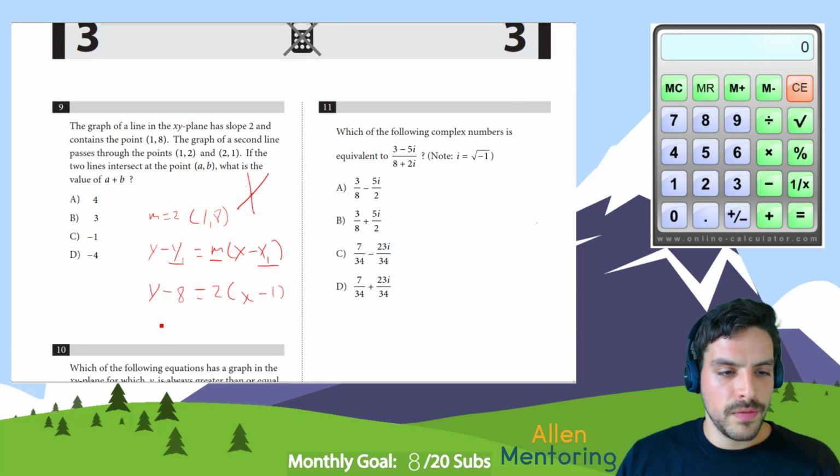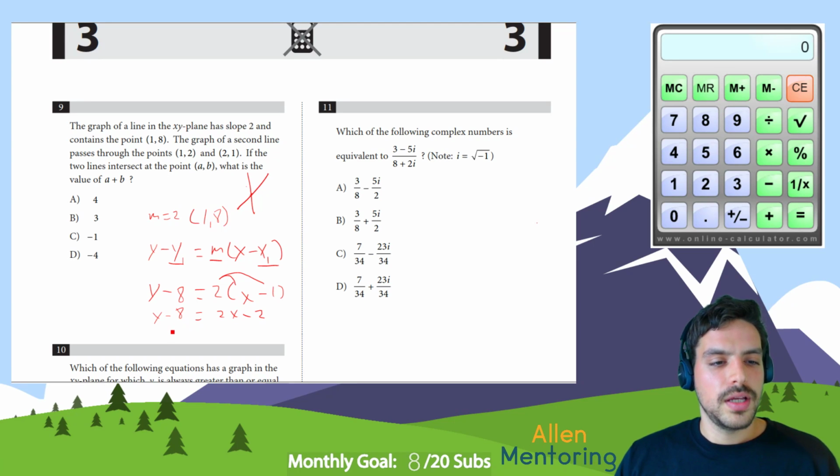All right, and if we solve this, we get y minus 8 is equal to, and we're going to distribute right here, 2x minus 2. And lastly, we're going to add 8 on both sides, and we're going to get 2x plus 6. So that is our first equation, y equals 2x plus 6.